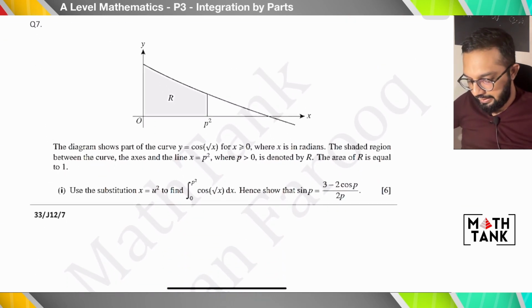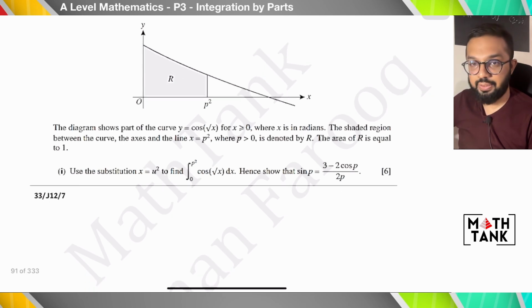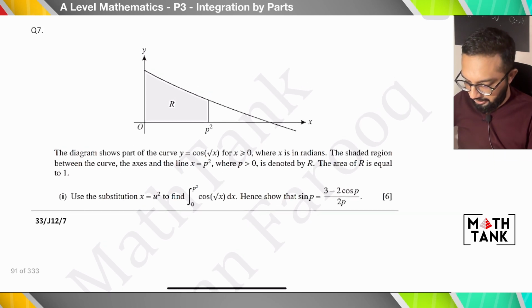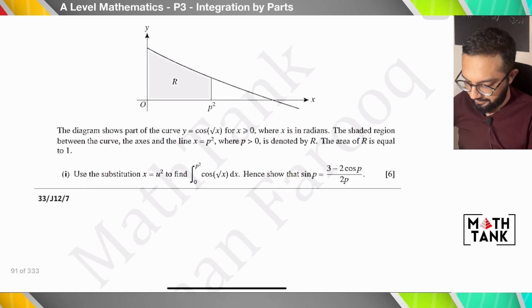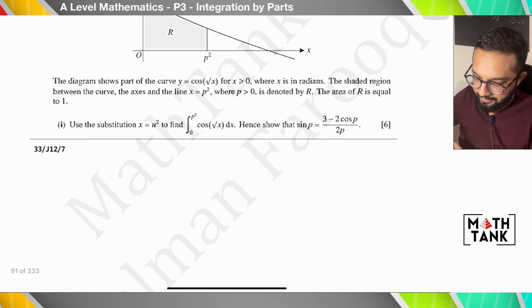Let's look at this area. It says the shaded region between the part of the curve, where x is in radians, the axis, and the line x equals p squared, where p is greater than 0, is denoted by R. The area of R is equal to 1. Use the substitution to find the area, and hence show that this. So I just need to integrate.